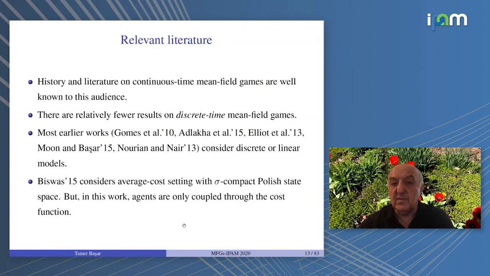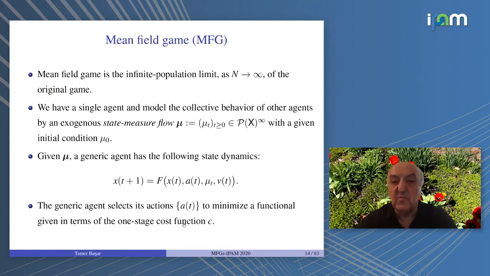There is quite scant literature on discrete time games. Of course, in continuous time mean field games, there is a lot of work that has been done. And here are a few references. More can be found in the paper. So the limiting mean field game, what does that look like?